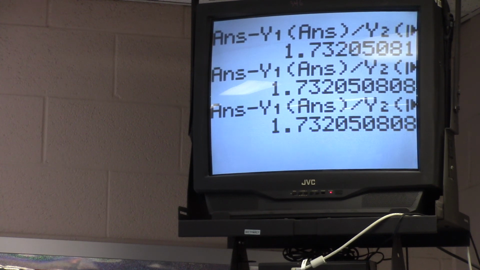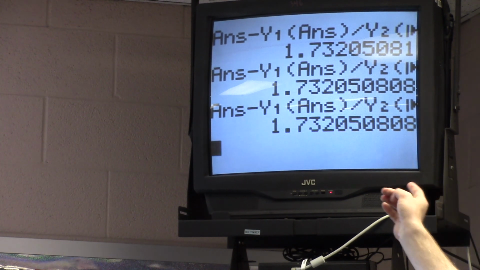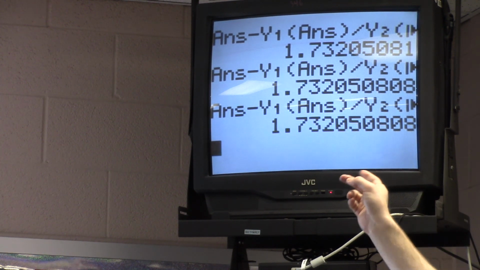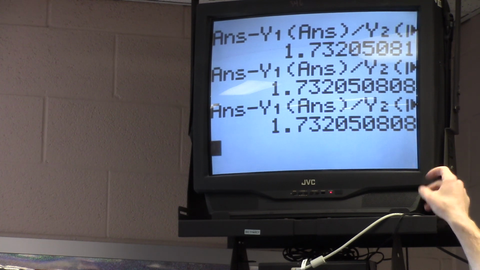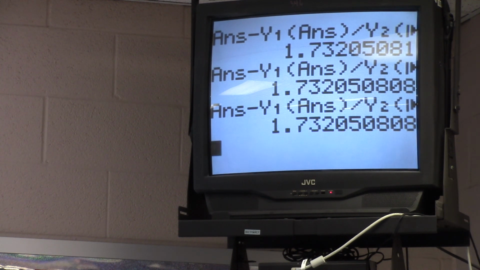Within about 5 tries, I have exhausted the number of decimal places that my calculator will display. So the rate at which this algorithm converges on the true answer is very, very good. That is root 3 accurate to like 8 decimal places or whatever. Okay, are you impressed? Yeah.